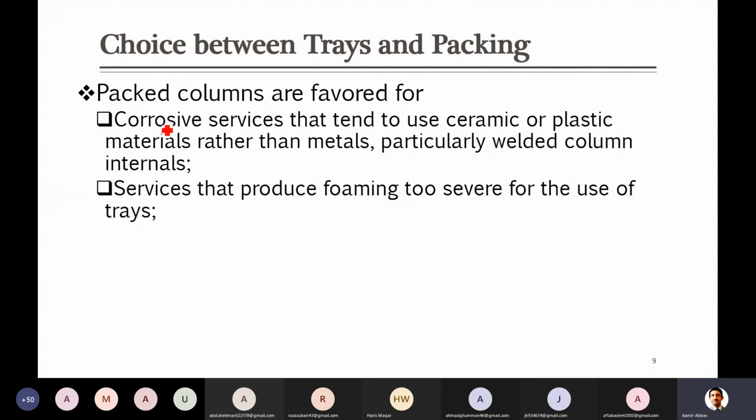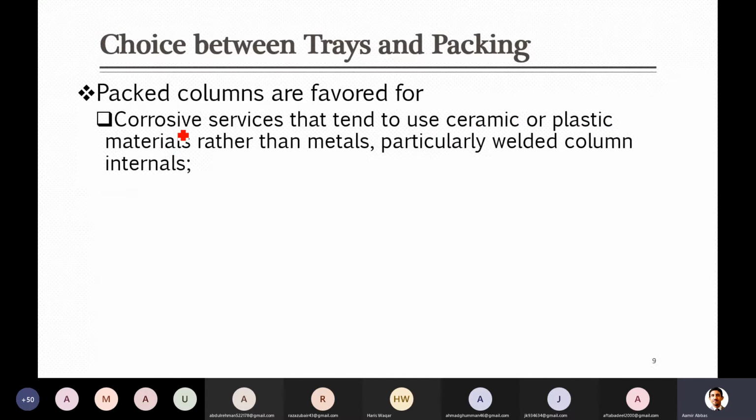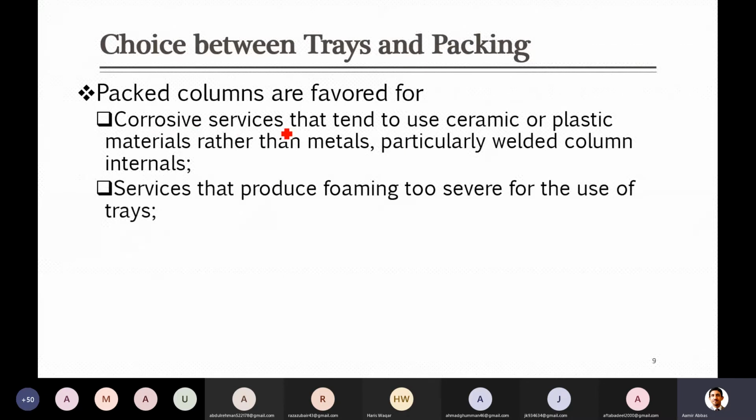In such a case, although it may be a costly choice, you have to go for that. Otherwise, if you use metal in a corrosive environment, then after some time you have to replace the metal structures again and again because they will be corroded and lost. So their efficiency will decrease with the passage of time.